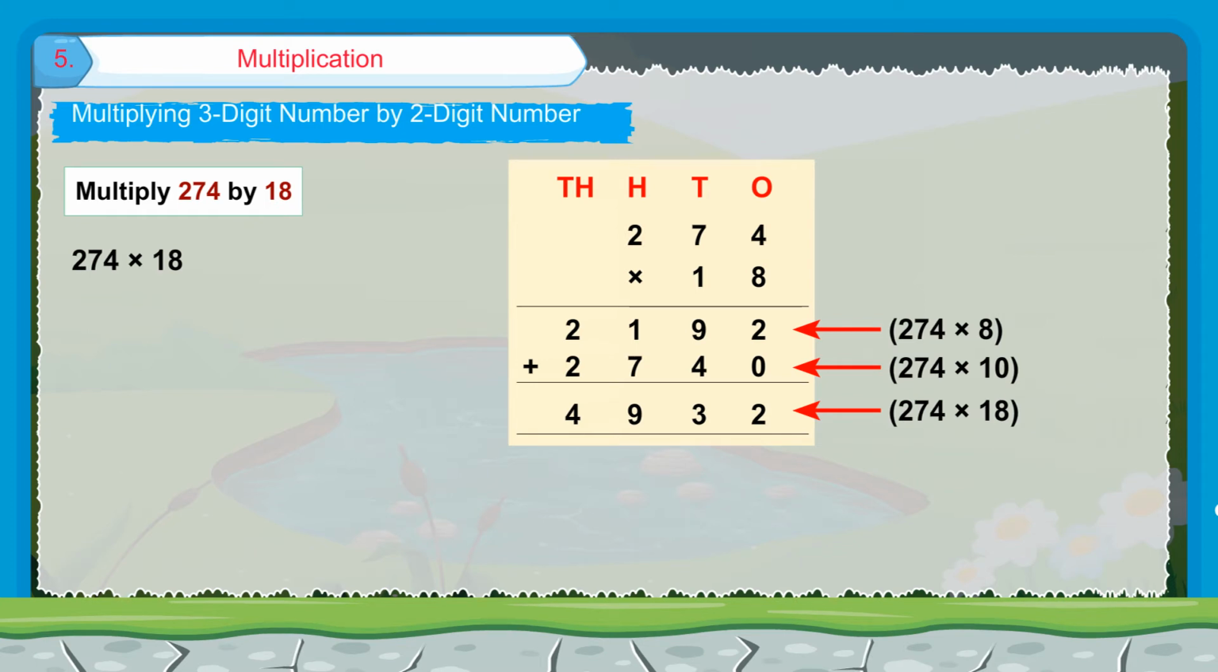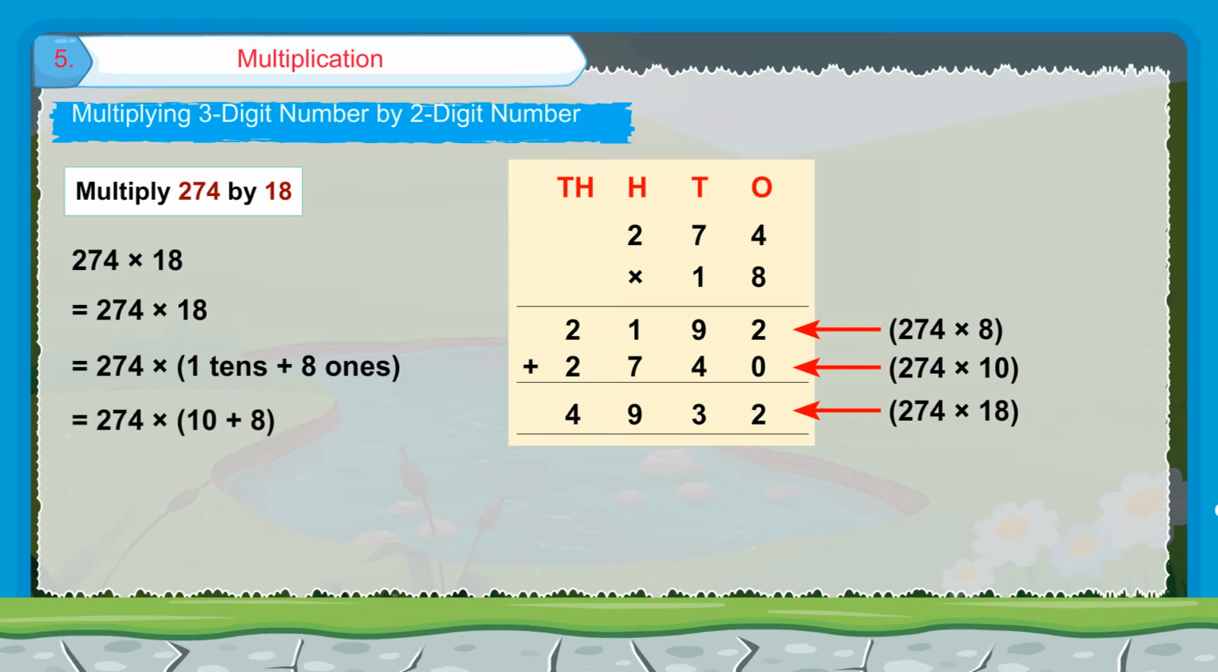274 into 80 is equal to 274 into 1 tens plus 8 ones is equal to 274 into 10 plus 8 is equal to 274 into 10 plus 274 into 8 is equal to 2740 plus 2192 is equal to 4932.